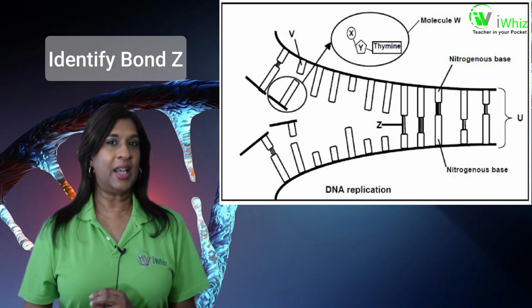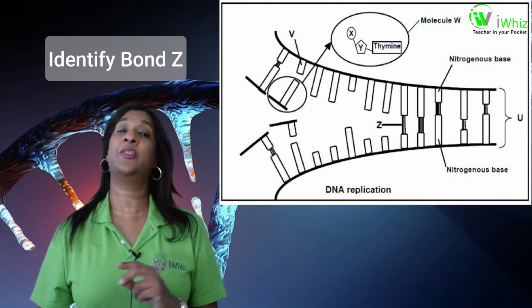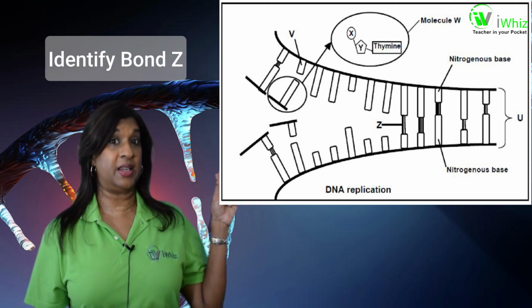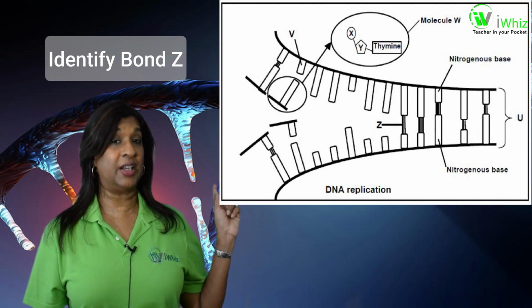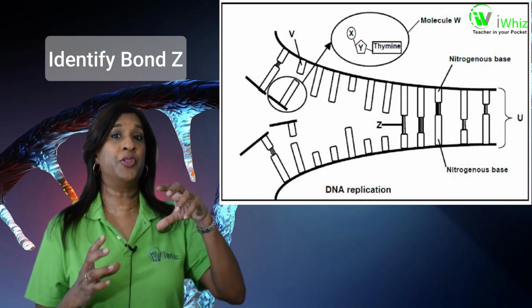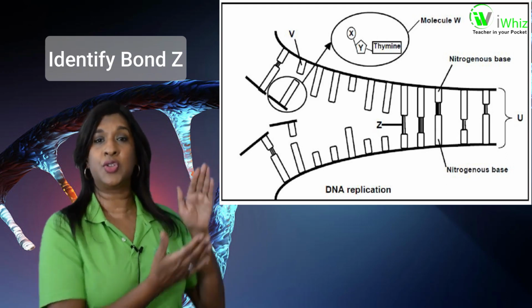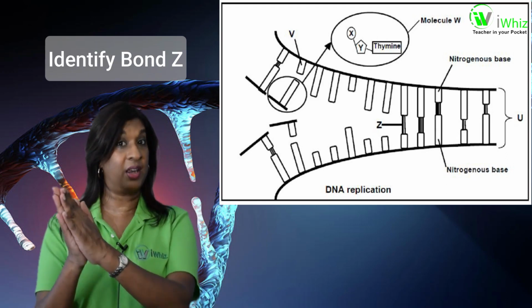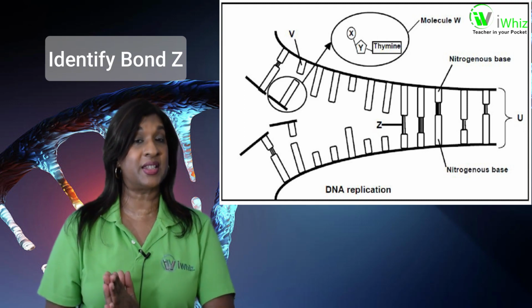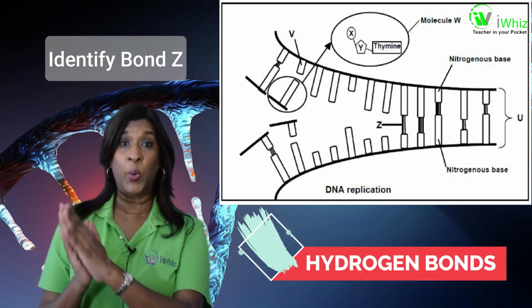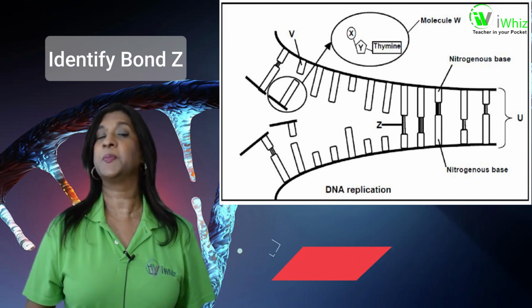The next label we have to identify is bond Z, right? And what can we see? If you look at Z, you can clearly see that bond, or those bonds in that region, are holding the two strands of DNA together. And the only bond that does that is your hydrogen bond, or you could say weak hydrogen bond.